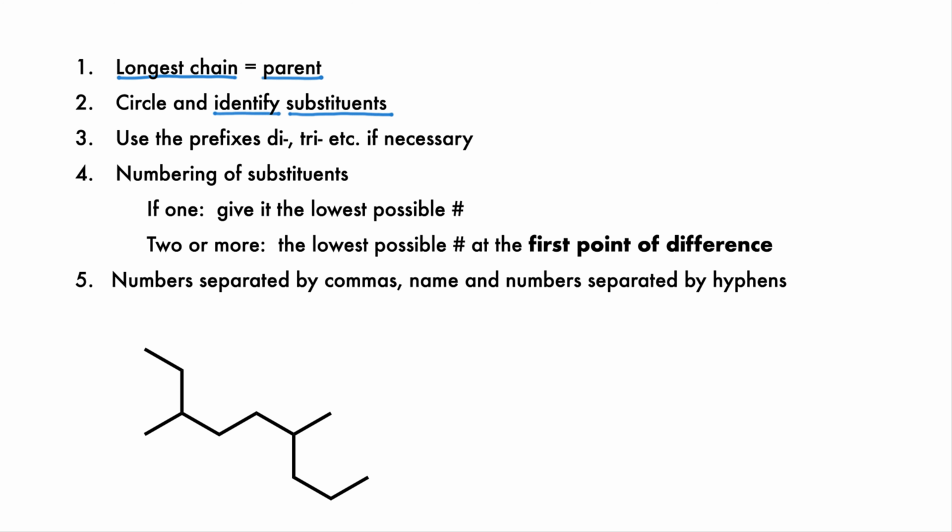Then you need to circle and identify each substituent. If you have more than one of a kind, use the prefixes di, tri, tetra, and so on. Next, you have to correctly locate the alkyl substituents. If you have 1, number from each direction and give it the lowest possible number. With two or more substituents, number in both directions and choose the scheme with the lowest number at the first point of difference. Numbers are separated by commas and are separated from the name by hyphens.